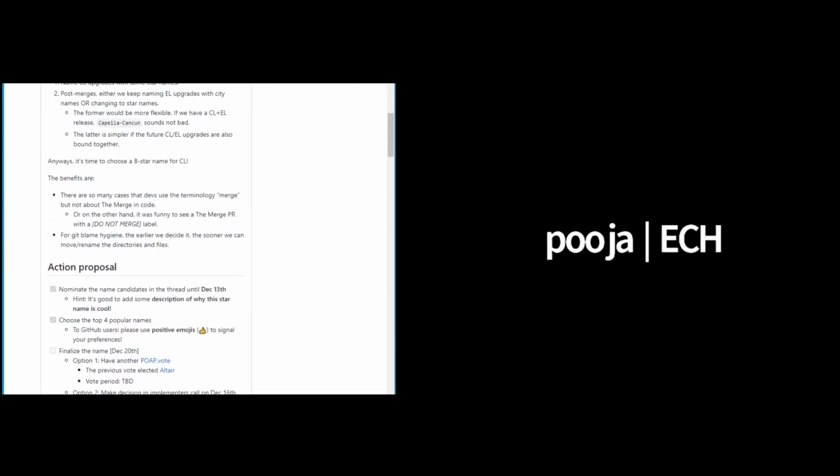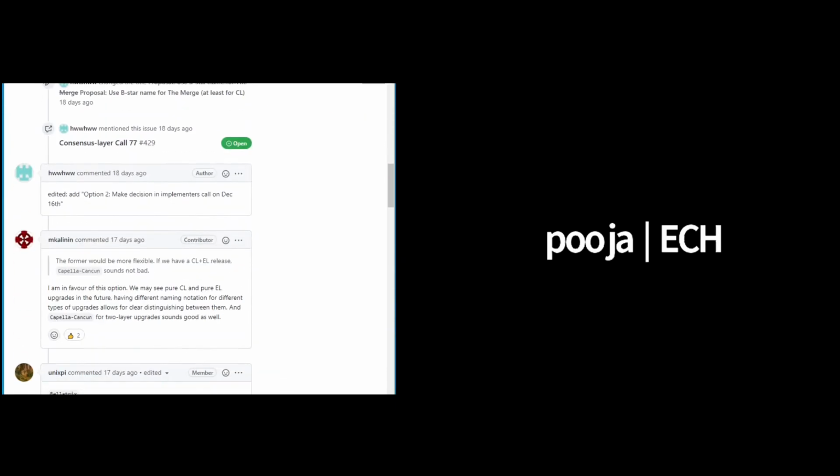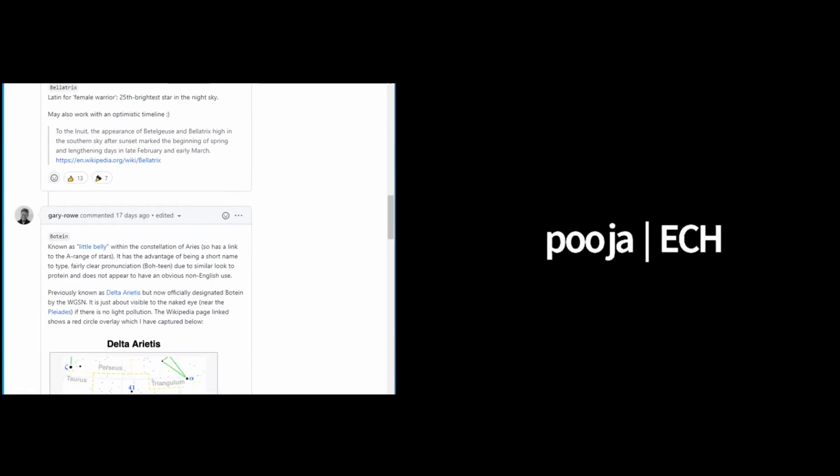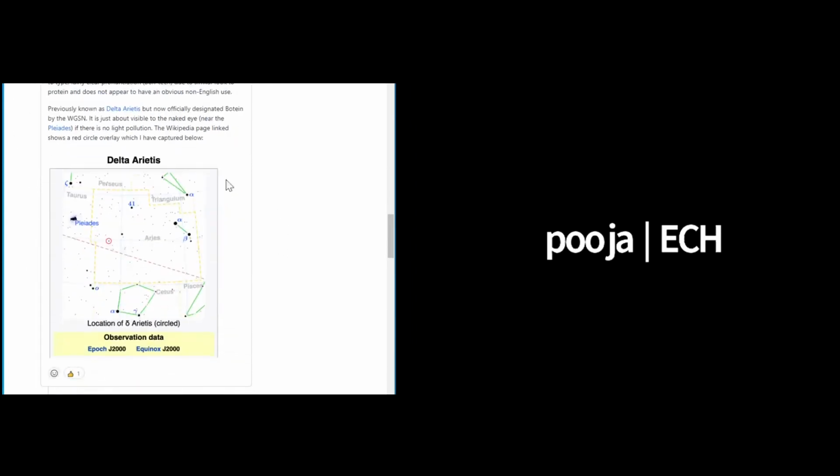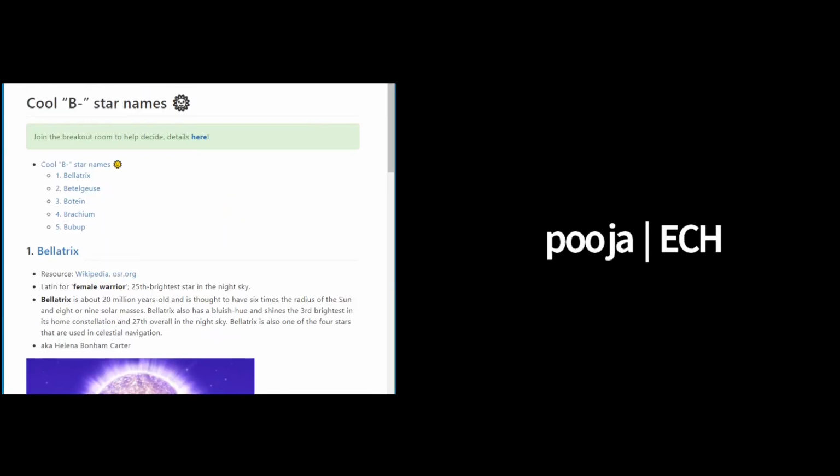And as you mentioned, the CL will go with the star name and the EL, the execution layer, will go with the DevCon cities. So I see we have received quite a few nominations. Would you like to take a moment and talk about the shortlisted names? Feel free to share the document. I remember there was a document about the shortlisted names. You can screen share and talk about that.